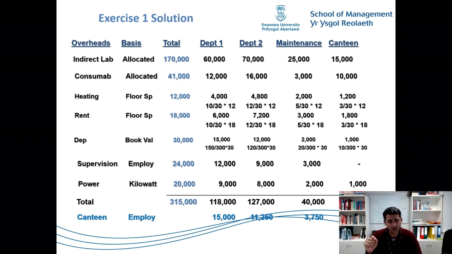So according to step 2b, we also need to do the maintenance. Why? Because it does tell you all the non-production departments. So we finished from canteen, we've left maintenance. The total maintenance is 40,000 plus the 3,750. So the total maintenance cost equals now £43,750.